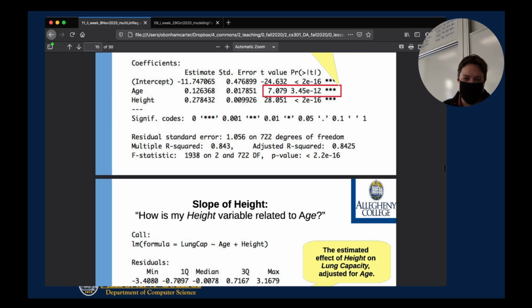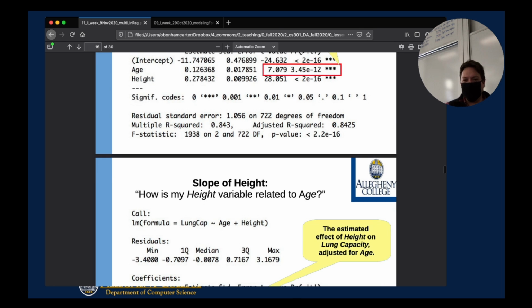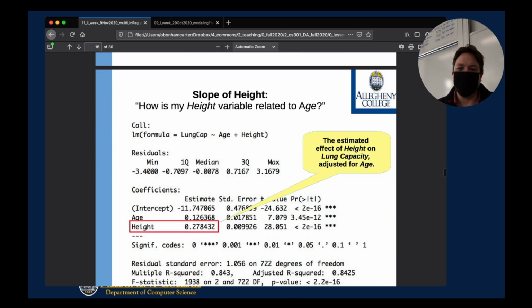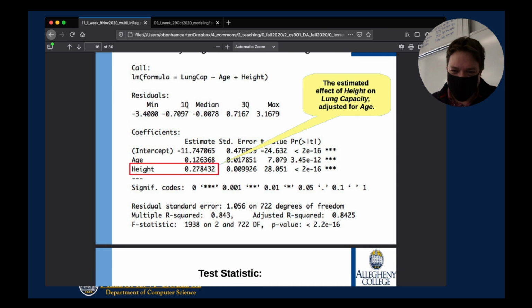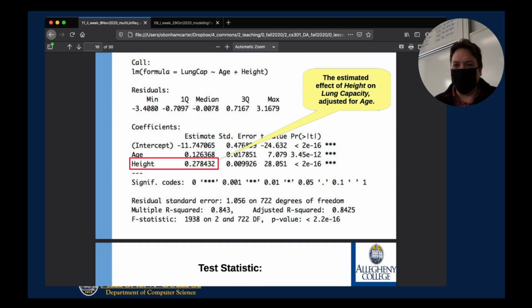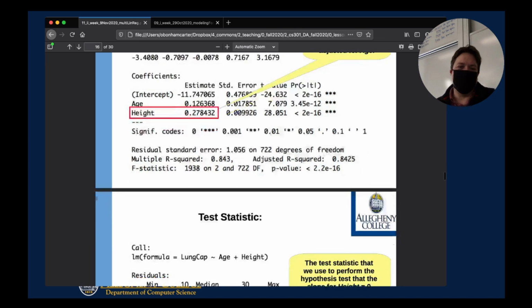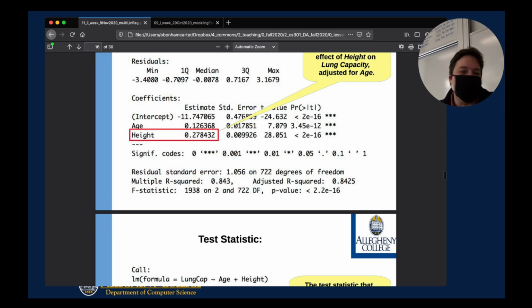And that's suggesting to me that, again, it's a significant variable which is being put into my model, which is actually carrying some weight and allowing my model to have some extra power. And here we go. Again, we have height, which you can see has 3 stars. The estimated effect of height on lung capacity adjusted for age. They're both significant here.